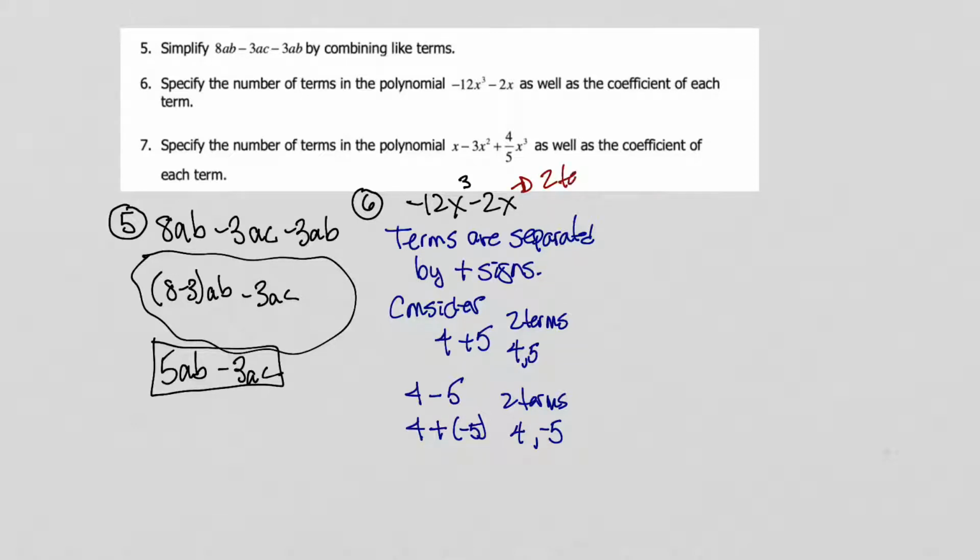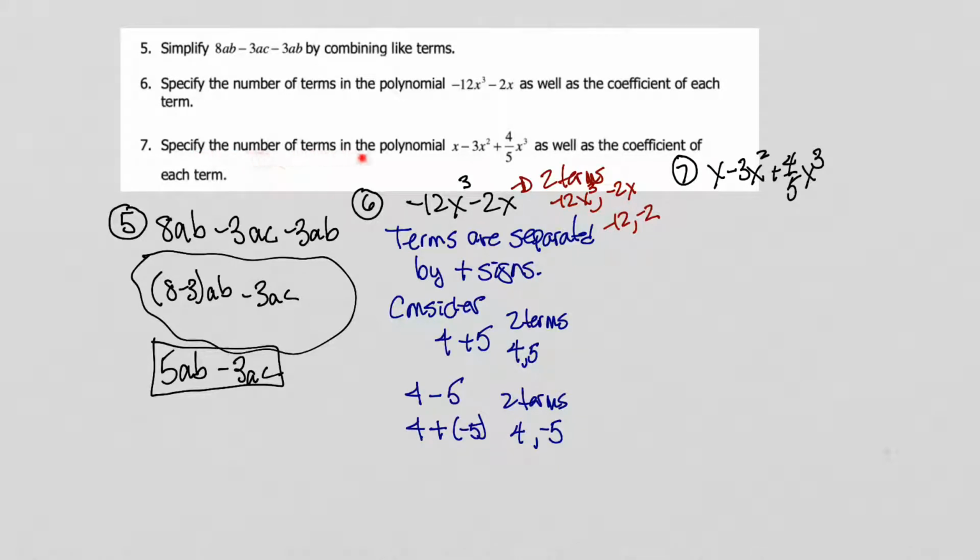There's 2 terms, and the terms are which ones? Here's the terms: negative 12x cubed and negative 2x. And the coefficient of each one, those are the multipliers. Here's the coefficient of the first one, negative 12. Here's the coefficient of the second one. So the coefficients are negative 12 and negative 2.